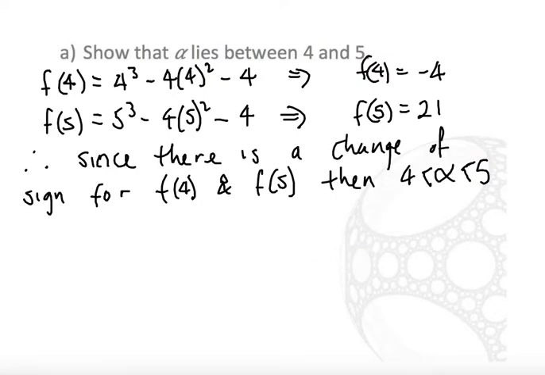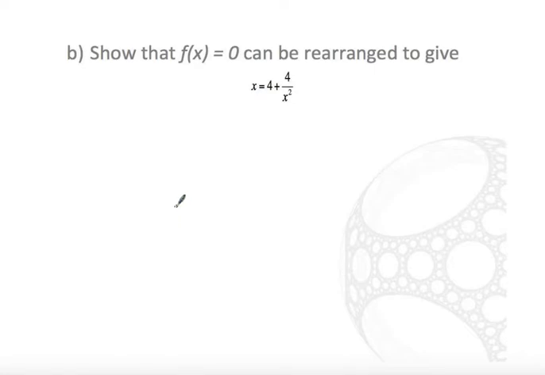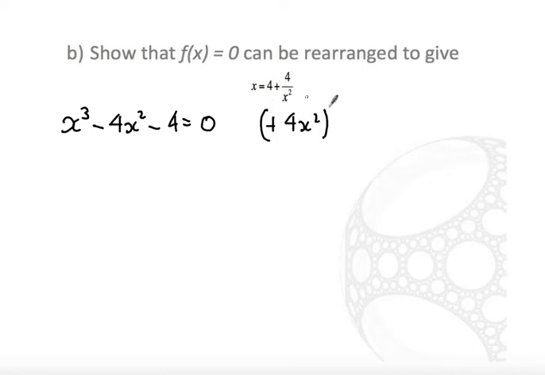Okay, so let's have a look at part B. Part B says show that f of x equals 0 can be rearranged to give this equation here. So we start off with x cubed minus 4x squared minus 4 equals 0. So what I'm going to do is add the 4x squared to both sides, and I'm going to add the 4 to both sides. Now the reason I'm doing this is I can notice that on one side we've got an x, and on the other side we've got the 4's. So I'm just going to do that and see how I proceed from there. So I get x cubed equals 4x squared plus 4.